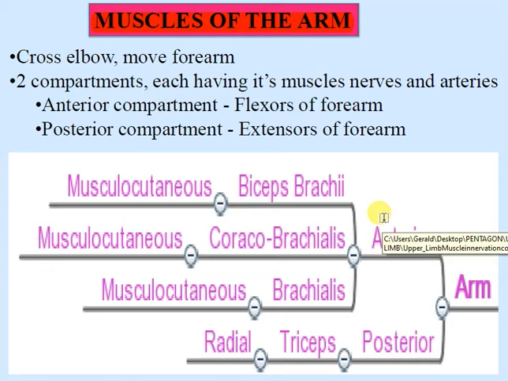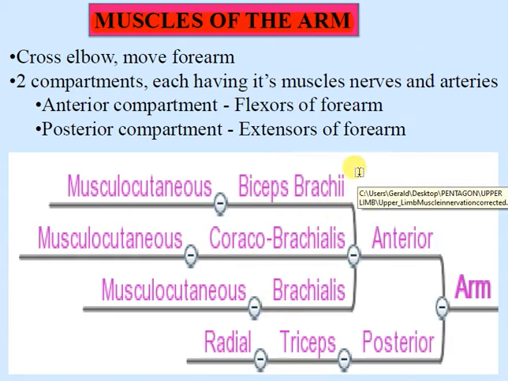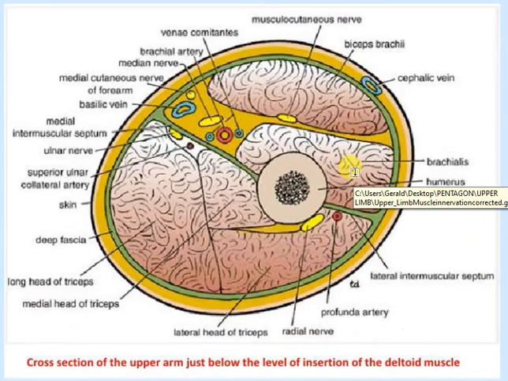But we have the radial nerve, which innervates what? The triceps brachii. As we said earlier in myology, triceps means it has 3 heads, while biceps has 2 heads. So all 3 heads of the triceps brachii are innervated by the radial nerve.